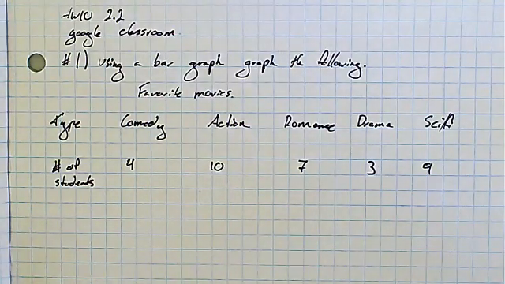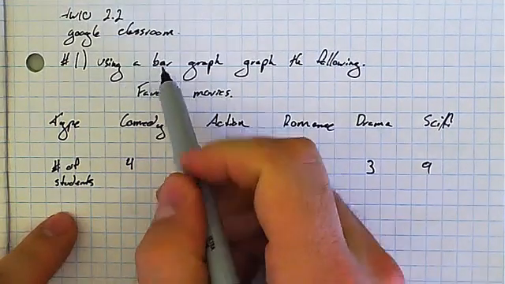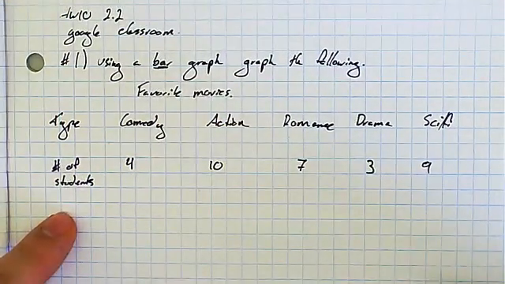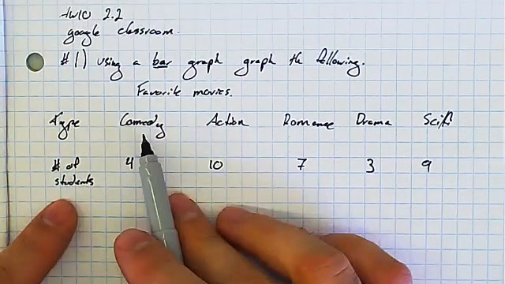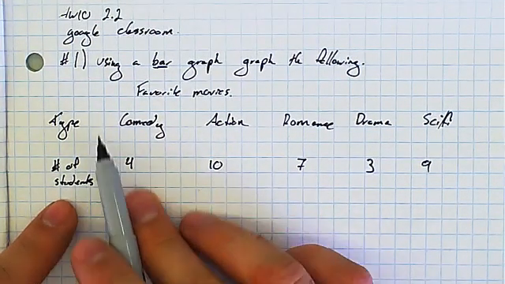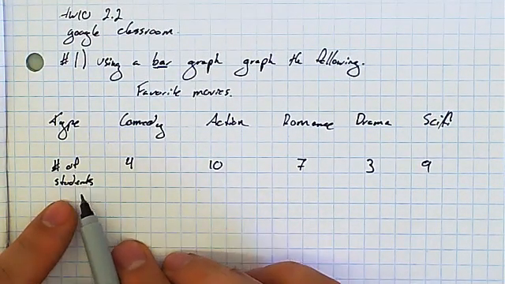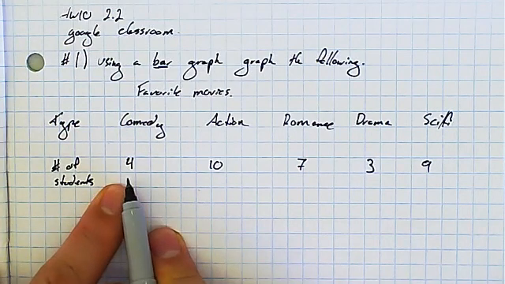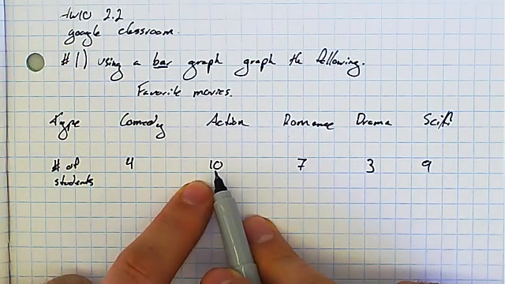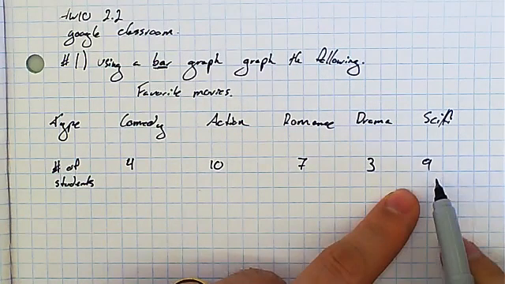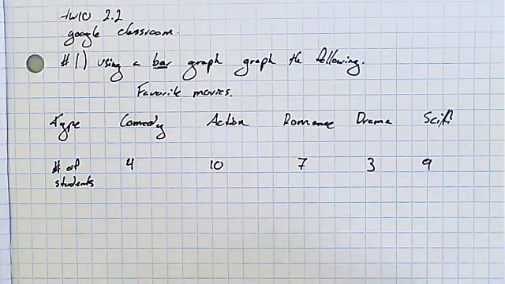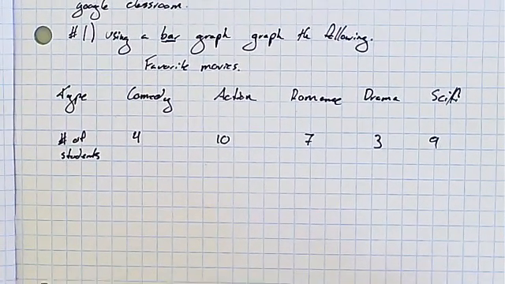It's nothing too bad. For your two questions, the first is to use a bar graph for the following information. We have the favorite type of movie and how many students chose it, and I've made all this information up. Comedy, we know 4 students like. For action, we had 10. Romance, we had 7. Drama, we had 3. And science fiction, or sci-fi, we had 9.